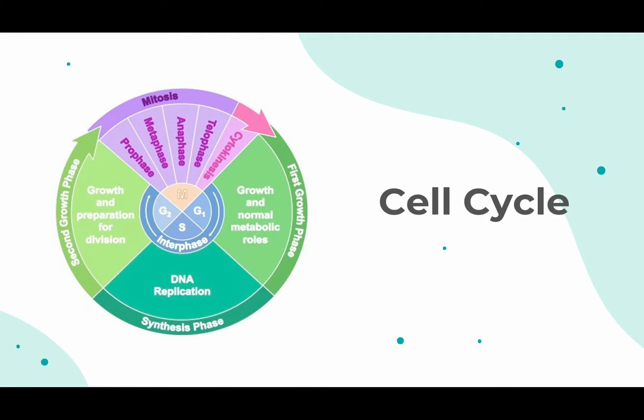So we have the G1 phase, the growth and normal metabolic roles during the first growth phase. We also have the synthesis, or the S phase, that includes DNA replication, which will be a topic in molecular biology coming soon. And then lastly, we have the G2 phase, the growth and preparation for division. And I'll be talking about all of those in detail. The key processes are DNA replication, organelle duplication, cell growth, transcription, translation, obtaining nutrients, and cellular respiration, which are integral to cell division.